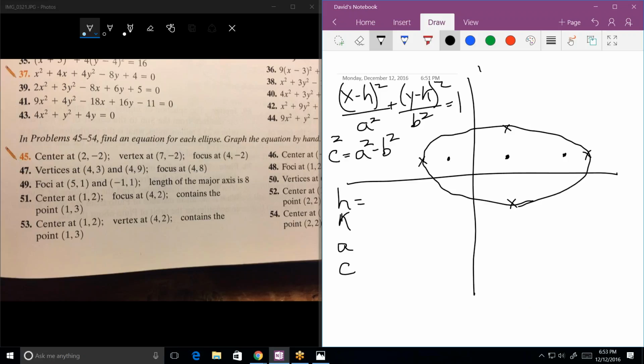What's h? Well, we know where the center is. It's in between the two foci. That's the best way to figure it. How much distance is between the foci? 6. So it's 3 to the right or to the left of this. So the center would have to be 2, 1.